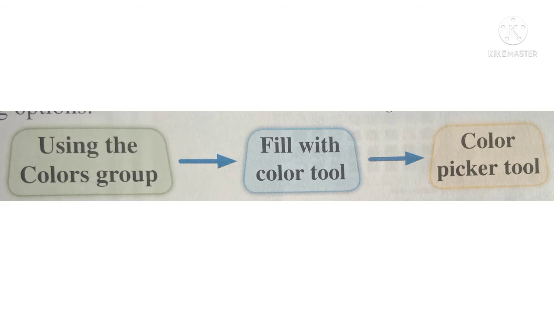How to fill color. You can color the shapes drawn in paint using the following options. Using the colors group. Next, fill with color tool. Next, color picker tool. However, to be able to color the pictures drawn in paint, you need to first understand the difference between closed and open figures. You also need to understand how to use options in the colors group effectively.